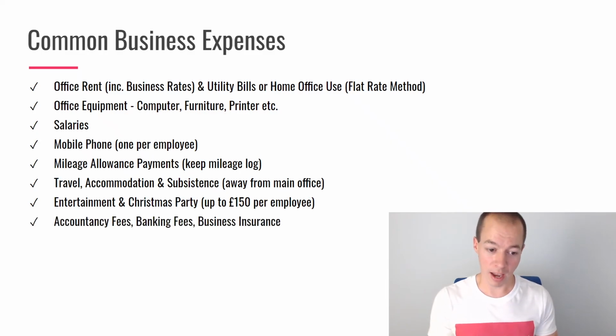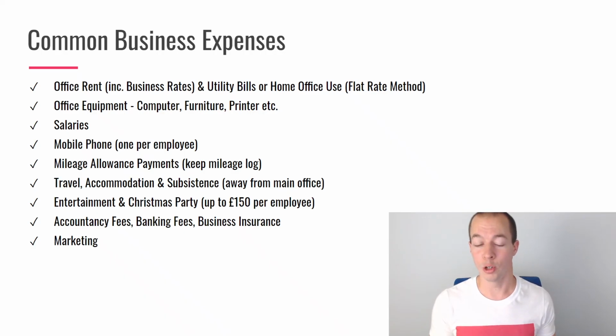Up next we have accountancy fees, banking fees, business insurance. So if you're running a limited company, you're probably spending the best part of £1,000 on a good accountant per year, and your banking fees are probably £5, £10, £15 per month, and on top of that you have business insurance. So all of those things you can offset against your corporation tax liability, which will save you a reasonable amount. Marketing, with pretty much any marketing you do, you should be able to claim back.